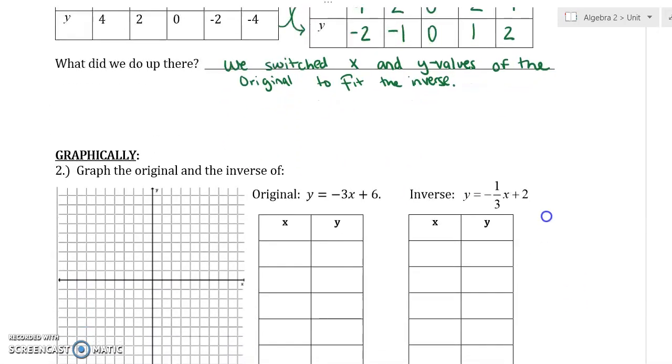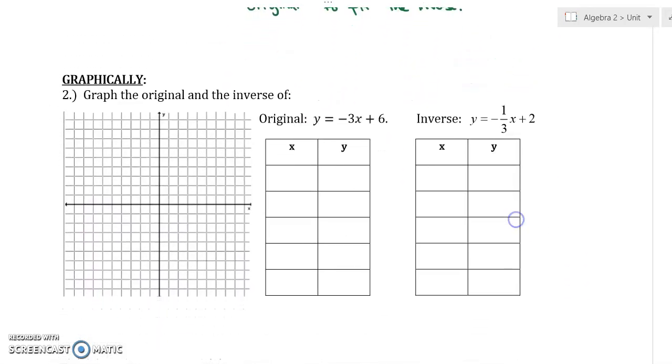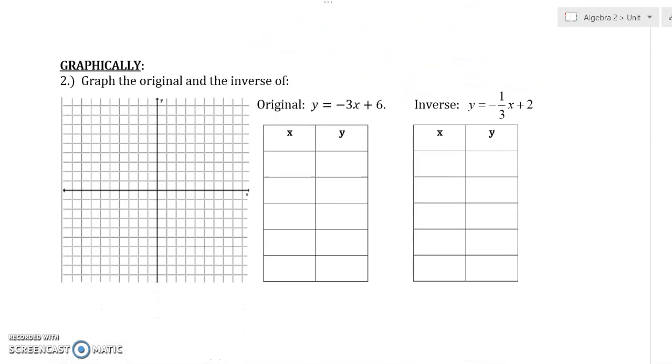Now let's talk about graphically. Well, since graphically is the same idea and we can pretty much grab a table, what we can do is if we have the original table, we can just switch the x and y to get the inverse table. And then we can graph both of them. So let's start with the original. And what I'm going to do is, since I know this is x to the 1 power, anything to the 1 power is a line. So I'm going to just go ahead and put some x values and y values, and then I'll just substitute them in.